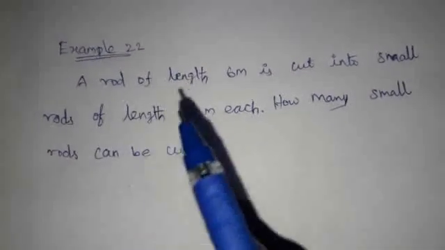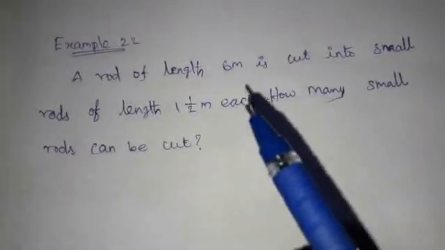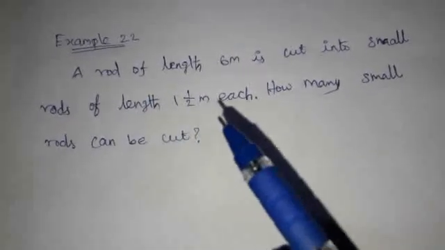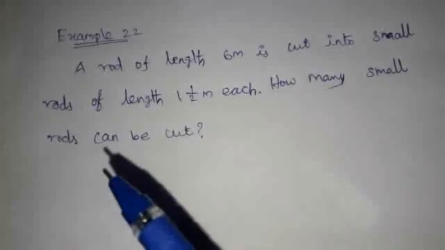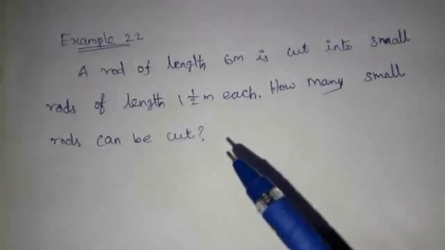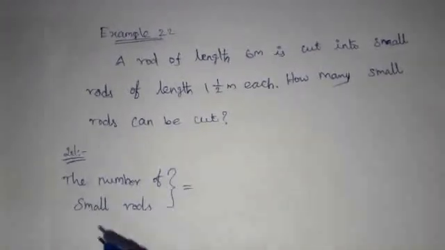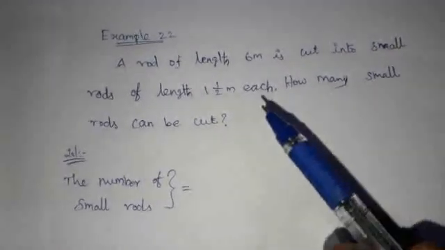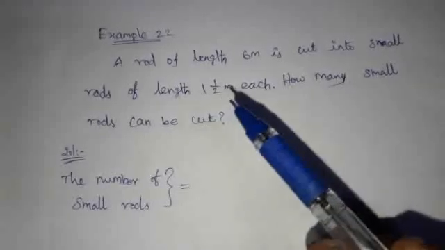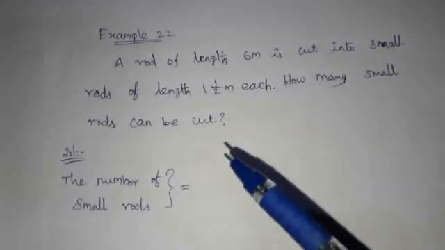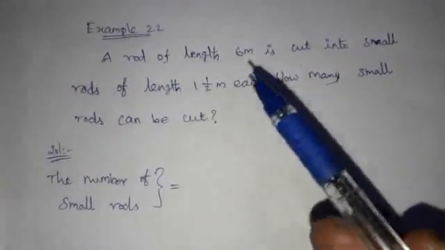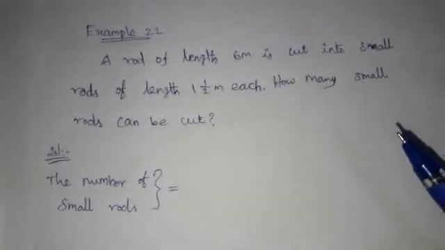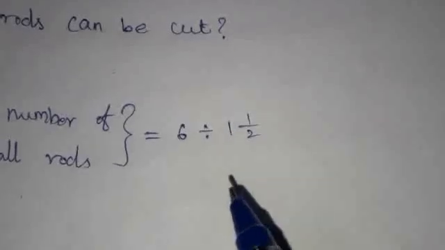Next, book example 22. A rod of length 6 meters is cut into small rods of length 1.5 meters each. How many small rods can be cut? Let's see the solution. The number of small rods equals 6 meters in terms of 1.5 meters each. For that, we have to divide 6 meters by 1.5 meters, and then we will get the answer. Let's see how to answer.